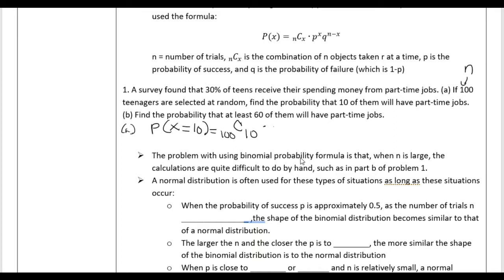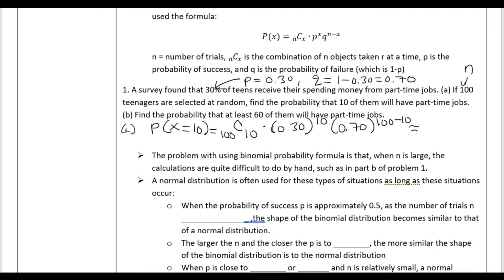Then we're going to multiply that by the probability of success. It says 30% of teens get their money from part-time jobs, so that's our probability of success. Our probability of failure is 1 minus the probability of success, which is 70%, 0.70. So now we have our p is 0.30. You're going to raise that to the 10th power. Now you have 0.70 raised to the n minus x power, so raised to the 100 minus 10 power. You do that, and you get a number from that.